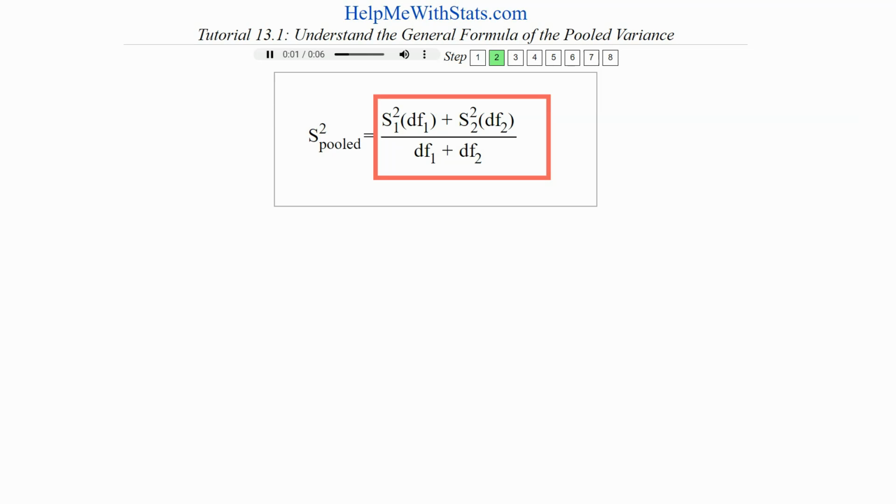The pooled variance is a sum of the two group variances, weighted by the degrees of freedom for each group. Let's make sure we understand all the parts of this equation. First, we have the variance of group 1. The variance of group 1 is multiplied by the degrees of freedom from group 1.